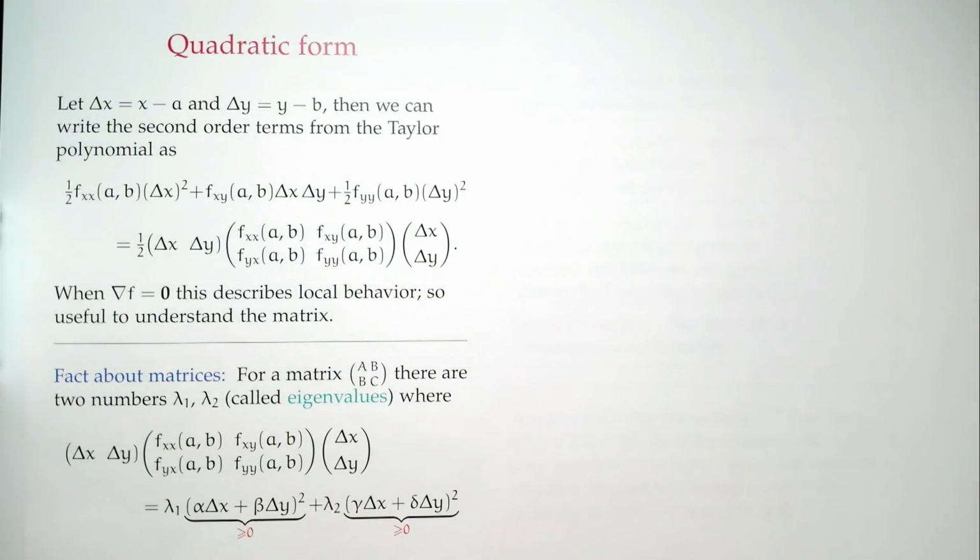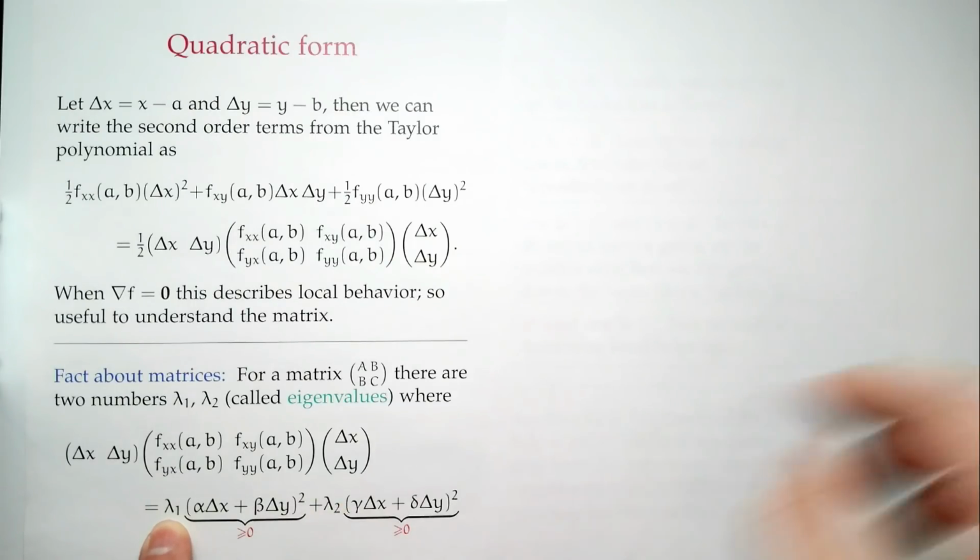Here's the kicker. The square tells me that this piece is greater than or equal to 0. And similarly, the square over here tells me that this other piece is greater than or equal to 0. So now, since these are greater than or equal to 0, if I can understand those two numbers, then I know what's going on.